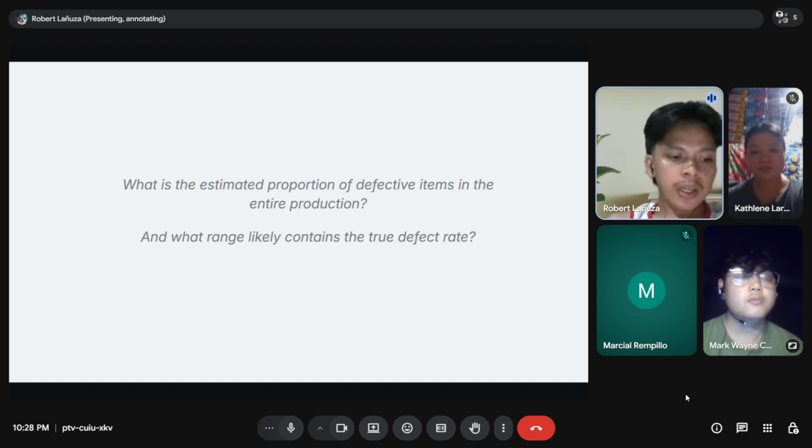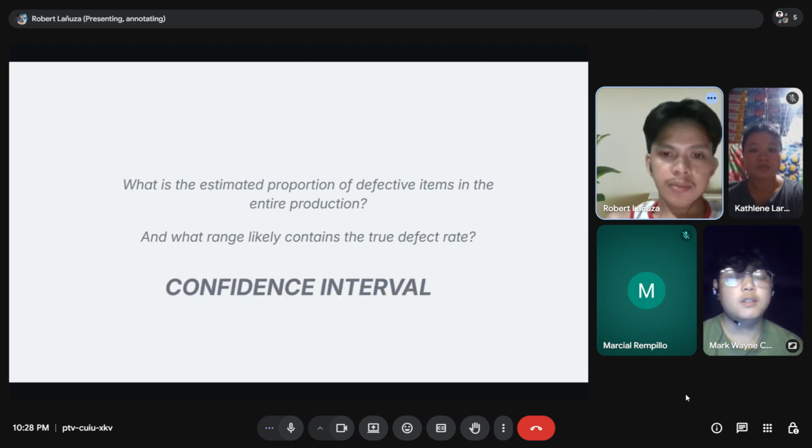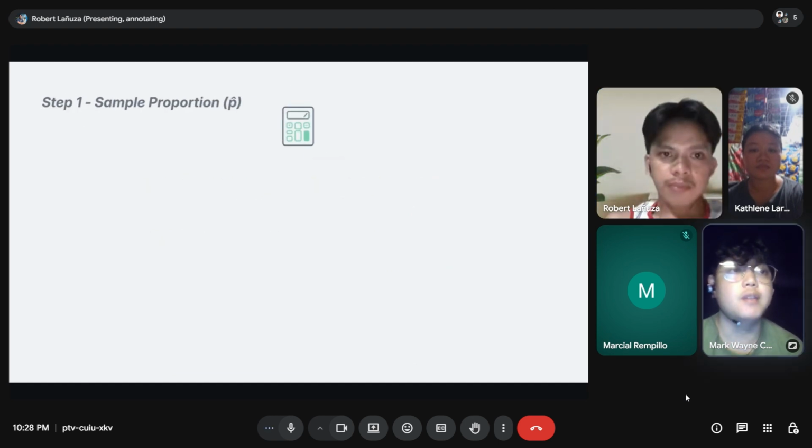Instead of a single value, we want a range. This is called a confidence interval. Now let us try to solve this step by step.